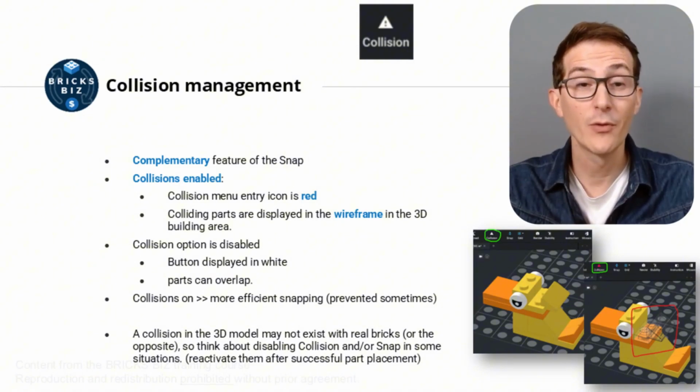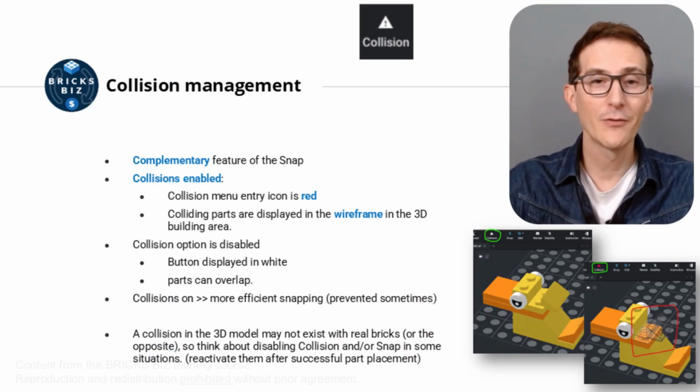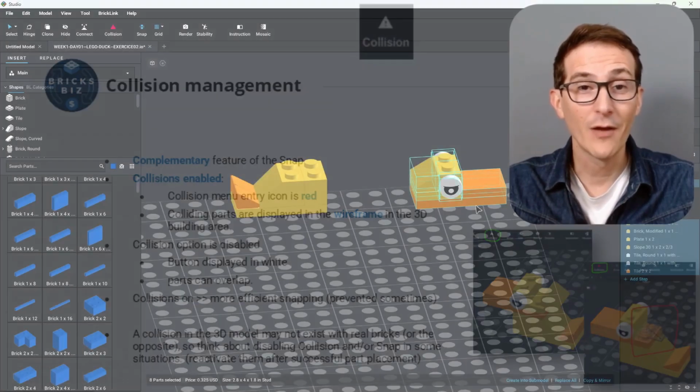One of the most complementary functions of the Snap tool is collision management. Collision detection between parts is activated when the collision icon in the toolbar is red. If this icon is white, collision detection is deactivated. When the collision option is activated, which is when the collision icon is displayed in red, parts on the 3D model that collide are displayed in wireframes.